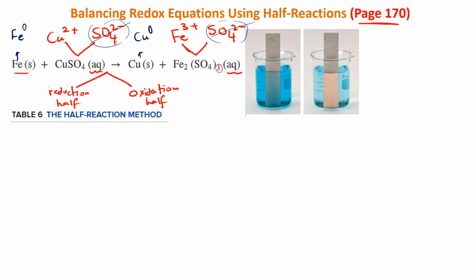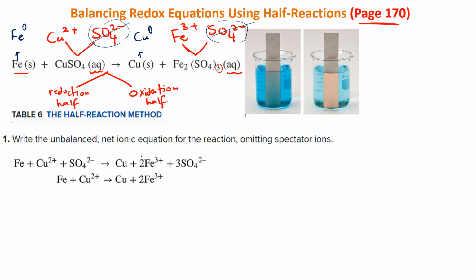Alright? ال Fe كانت 0 شحنتها الأكسيديشن number. Now it became positive 3. The Cu was positive 2 and it became 0. So we have the reduction and the oxidation. And this is what's written here.